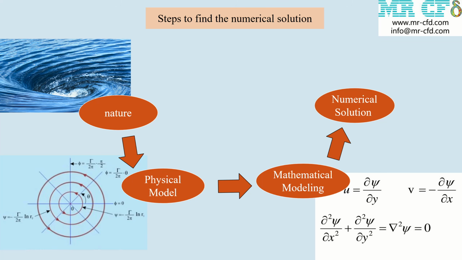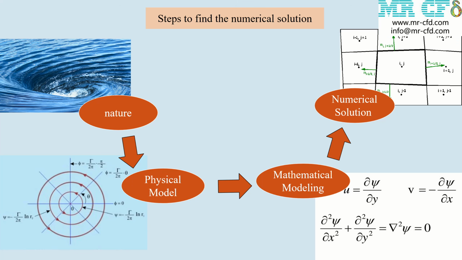4. Numerical solution through discretization. Discretize the continuous mathematical equations using numerical methods such as finite difference, finite volume, or finite element methods. This step transforms the equations into a system of algebraic equations, solvable by computers.